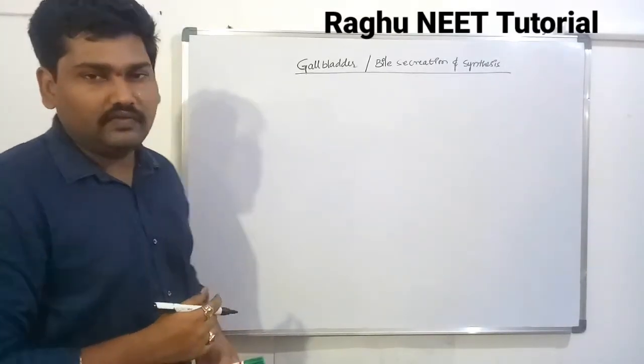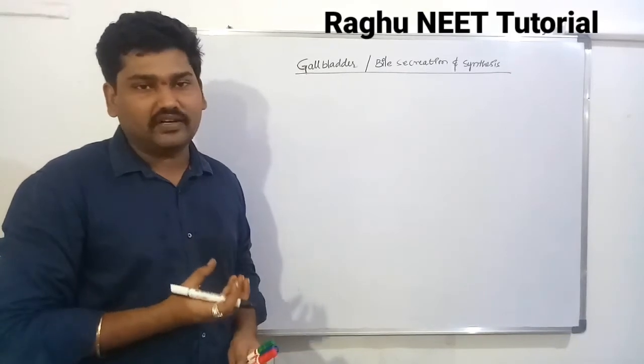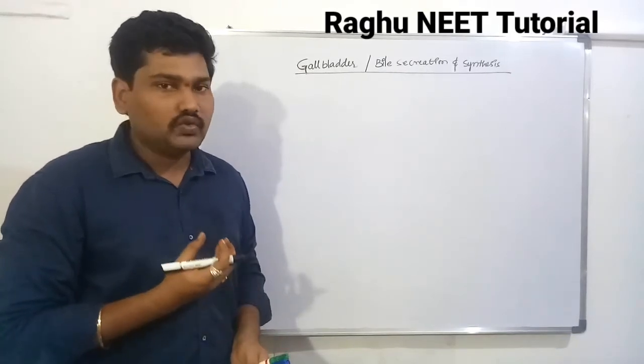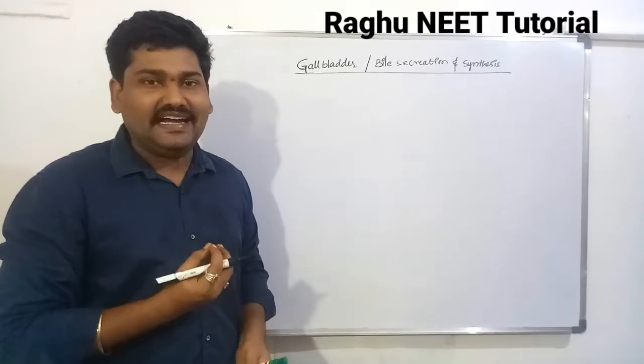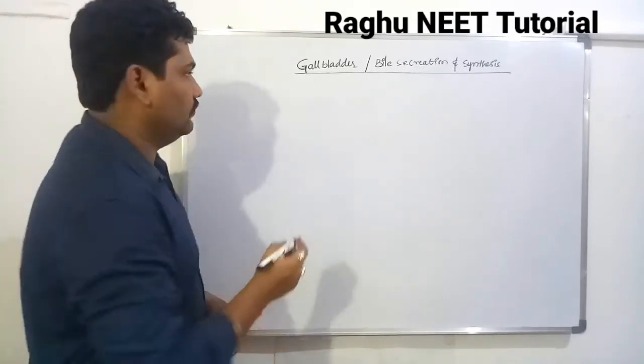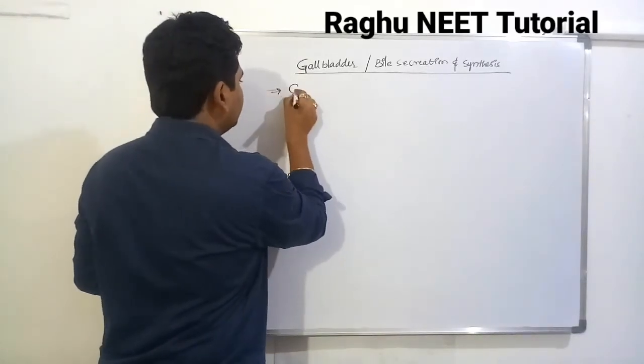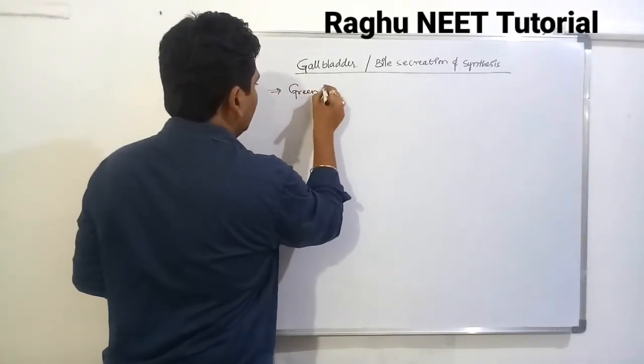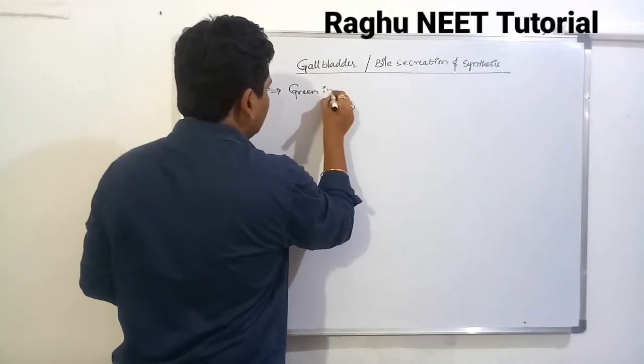What is the gallbladder? We know that it is a bulb-like organ. It is located below the right hepatic lobe. It looks green in color.